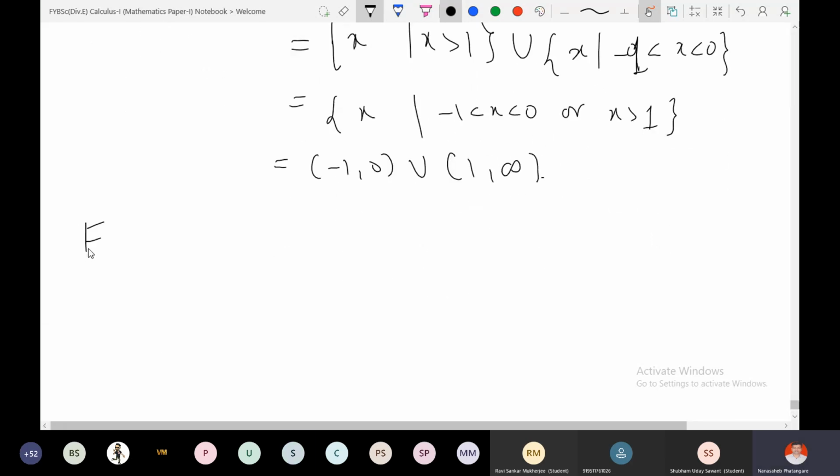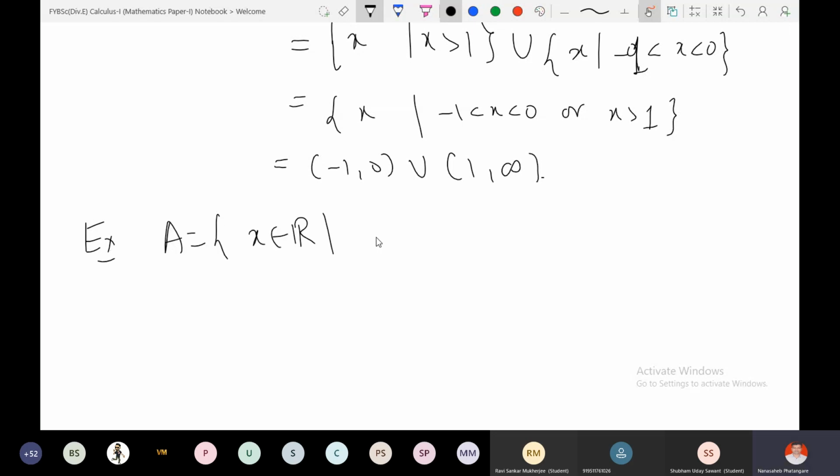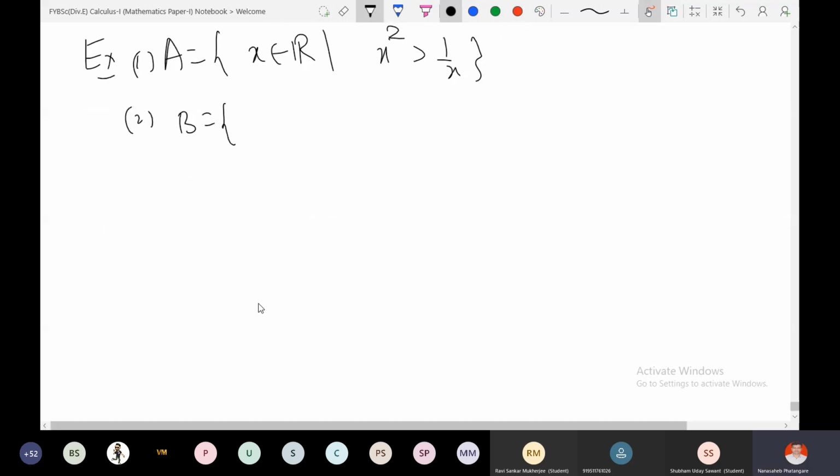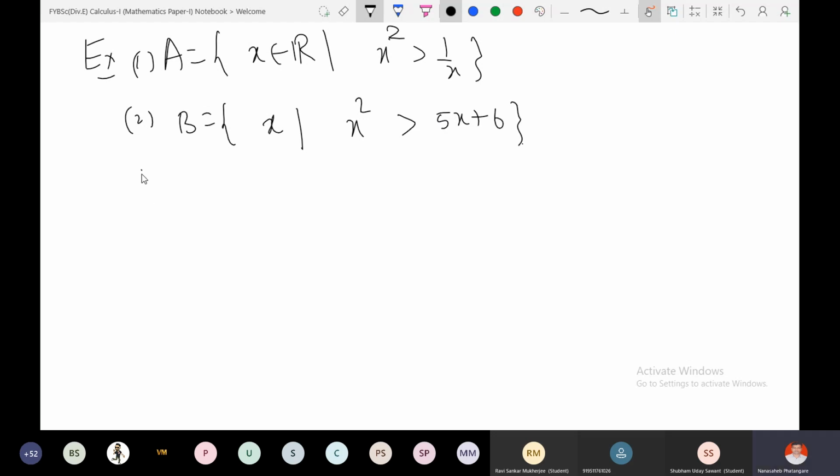Yeah, so you take this set A equal to x such that x square is greater than 1 by x. So you try to solve this. Second, take set B as x such that x square is greater than 5x plus 6. Think about this.